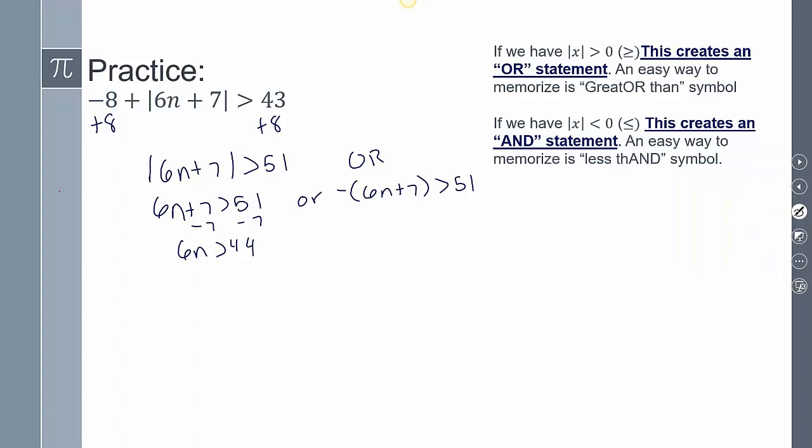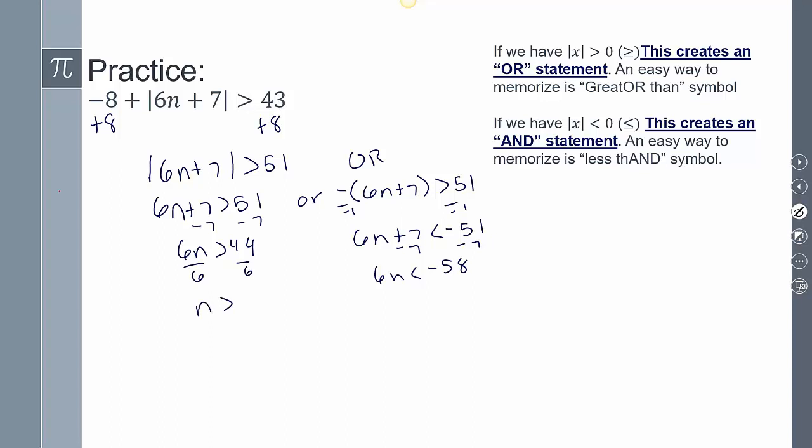And then applying the negative, I'm going to get 6n plus 7 is less than negative 51. And so I can subtract the 7. So I'm going to get 6n is less than negative 58. So now continue to solving for both of these.